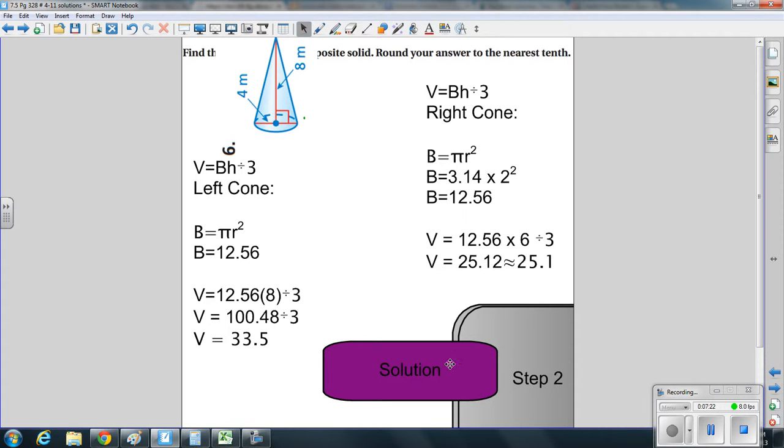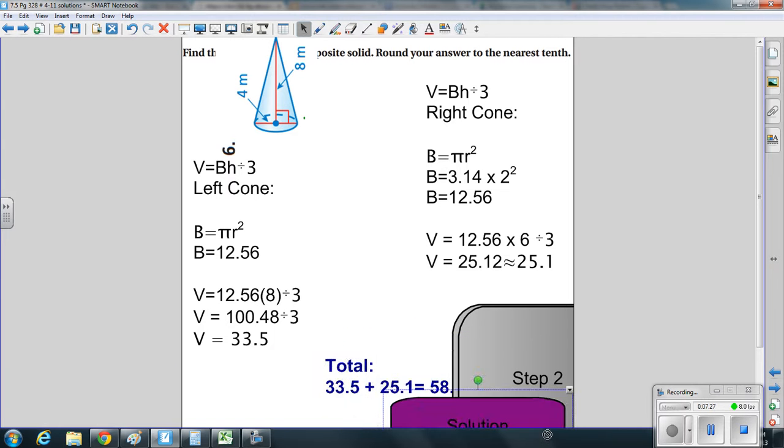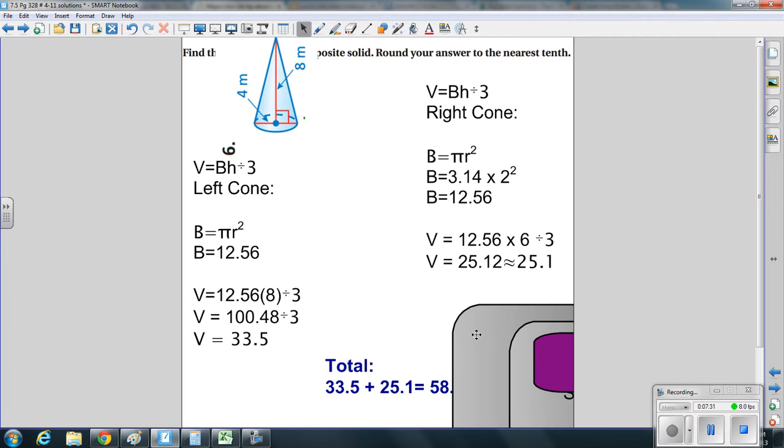Okay, and to find the total volume, we take both volumes and we add them up, and we get a grand total. 33.5 plus 25.1 gets us 58.6 meters squared. This should be cubed, not squared. So let me rewrite that for you. It should be cubed, to the third power.